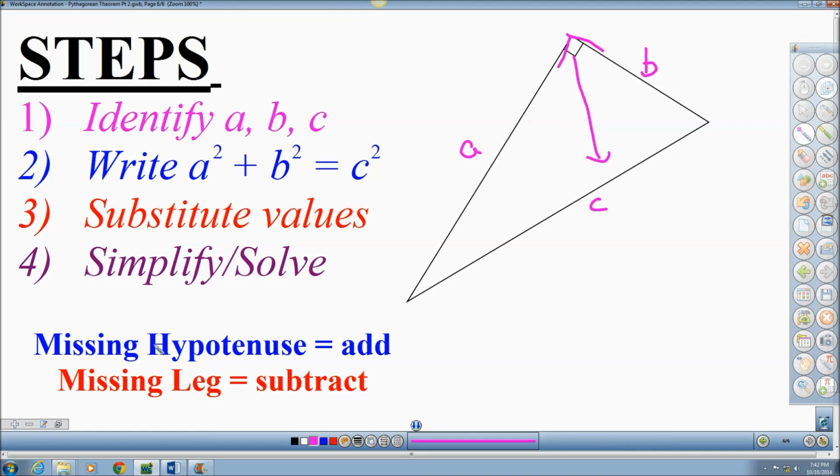A hint that I can give you is if you're missing a hypotenuse, the long side, then you're going to add A and B together after you square them. But if you're missing one of the legs, either leg A or B, that's when you use subtraction.